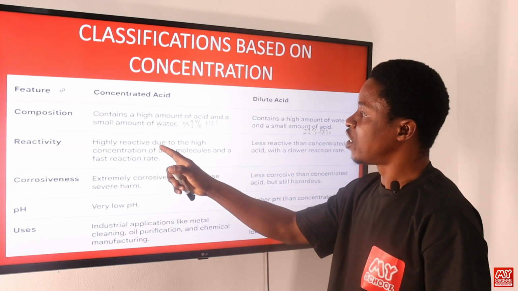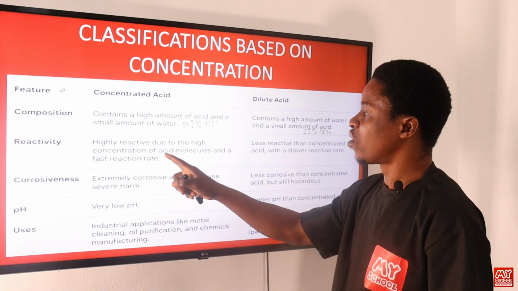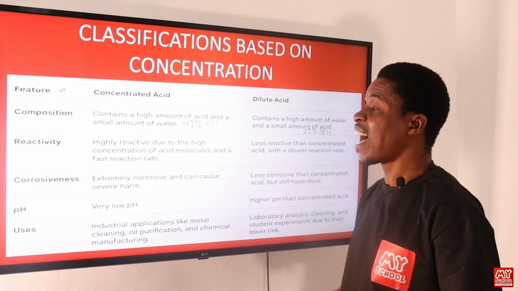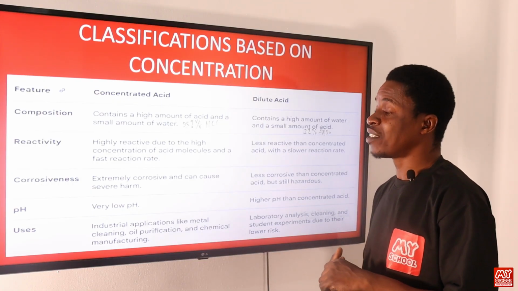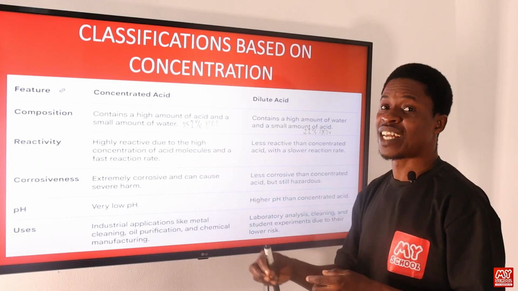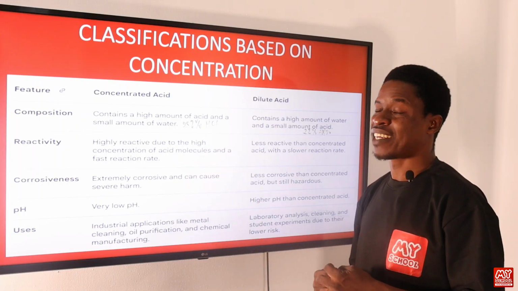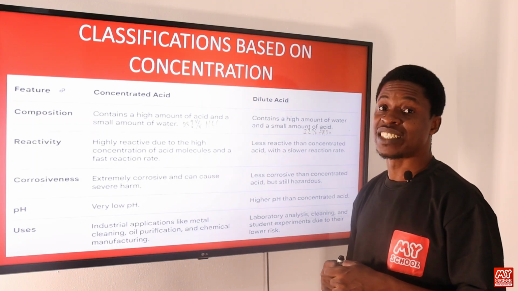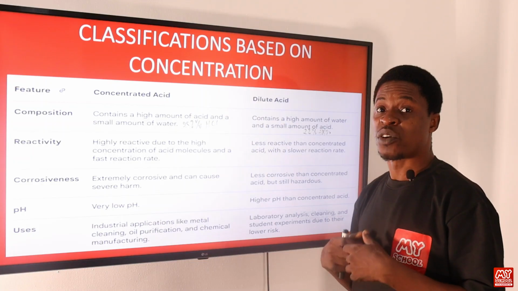Highly reactive due to what? To the high concentration of acid molecules, and a fast reaction rate will occur here because they are highly reactive. That's why you discover that when you introduce a concentrated acid on a substance, it can even burn, like sulfuric acid, for instance. H2SO4 is a very strong acid in its concentrated form.